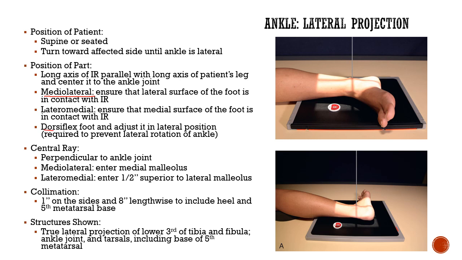We're going to dorsiflex the foot and adjust it into a lateral position so we don't get lateral rotation of the ankle. For the medial lateral, we're going to enter the medial malleolus. Makes it kind of nice as it's a spot that's easy to visualize. On the lateral medial, we're going to go 1/2 inch superior to the lateral malleolus. We're going to see a true lateral projection of the lower third of the tibia and fibula, the ankle joint, the tarsals, and the base of the fifth metatarsal.